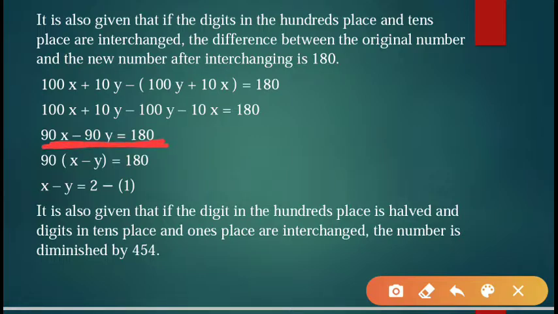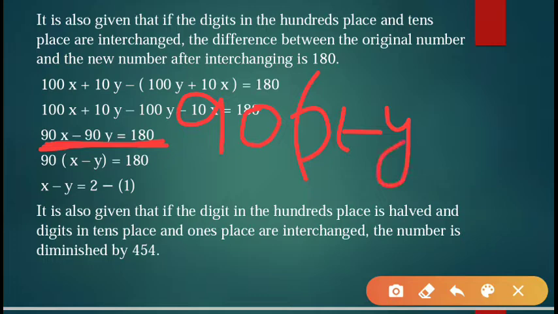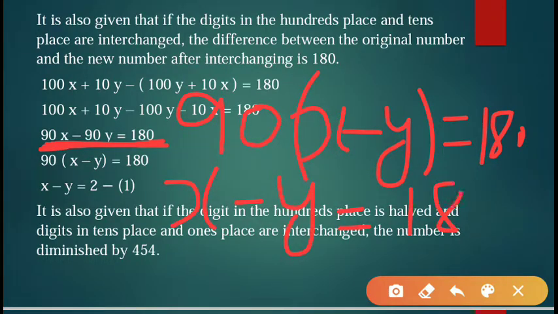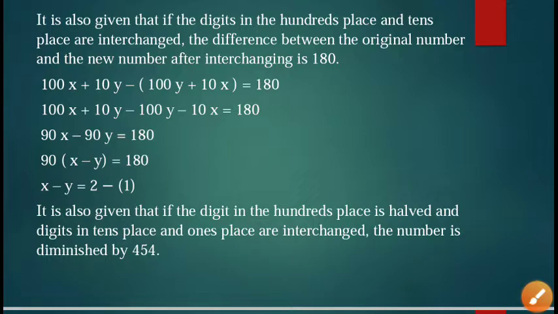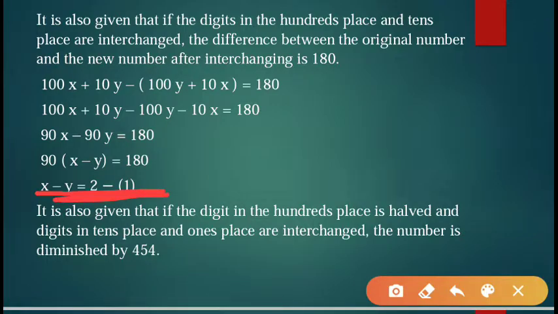From here we can take 90 as a common, so write here 90. When you take 90 common from here, this will leave x only, then minus y is equal to 180. Clear? From here you can transfer this 90 to the right hand side. x minus y is equal to 180 upon 90. This will give you x minus y equal to 2. Let's consider it equation 1.